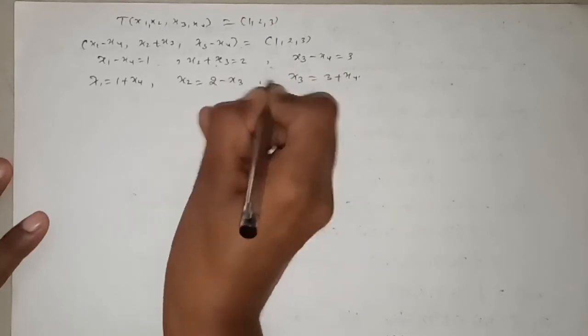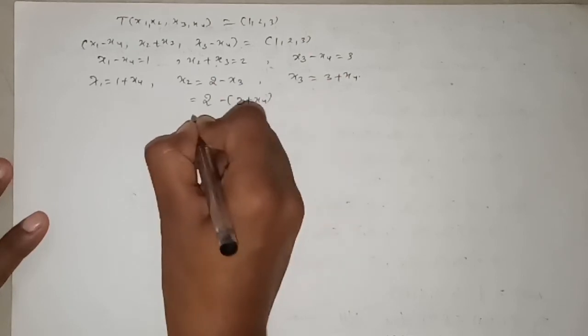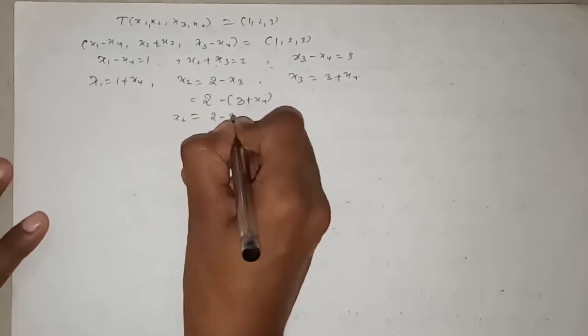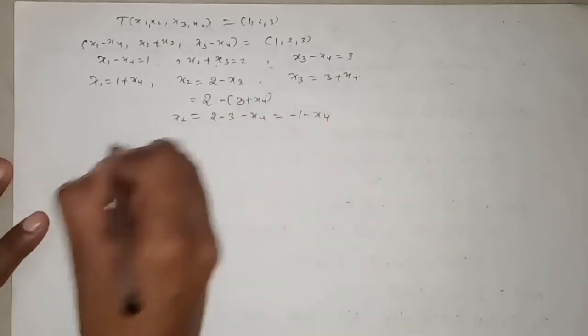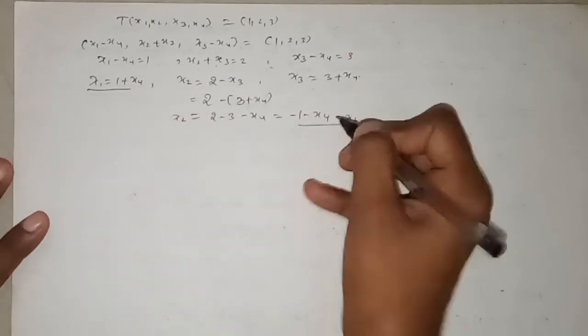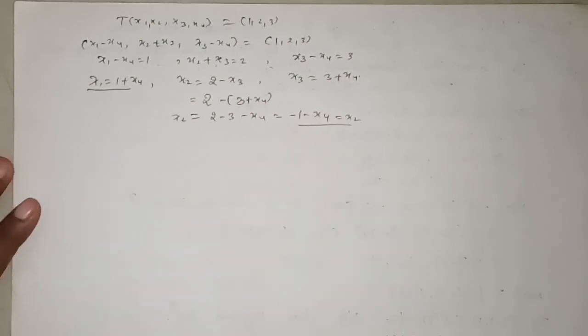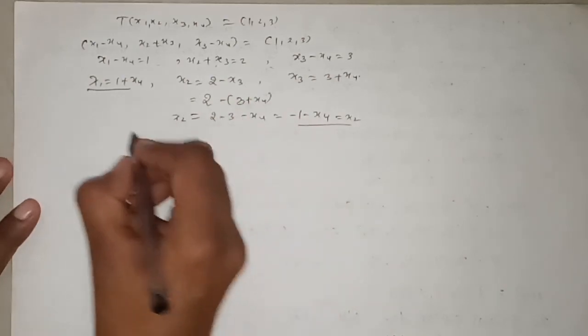So I can substitute the value of x3 over here. So x2 is equal to 2 minus (3 plus x4), which is equal to minus 1 minus x4. So simply we can see that x1, x2 and x3 all depend on the value of x4. That means as x4 varies, accordingly the values of x1, x2, x3 change. So here we can see that there are infinitely many solutions for our given operator equation. It depends on x4.